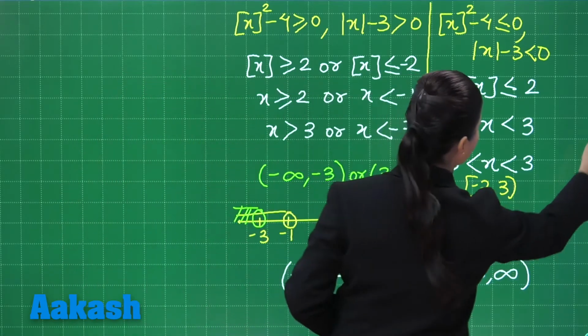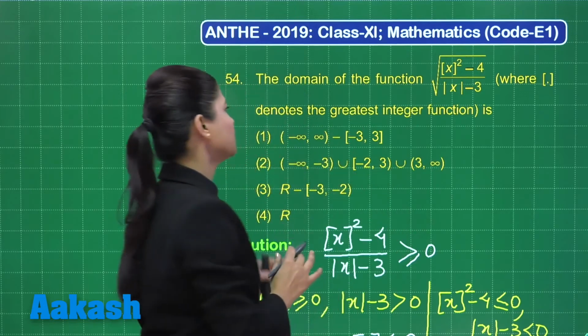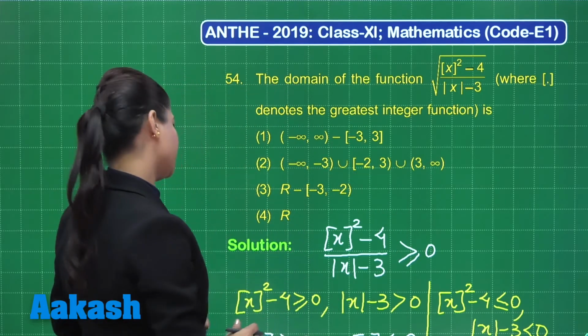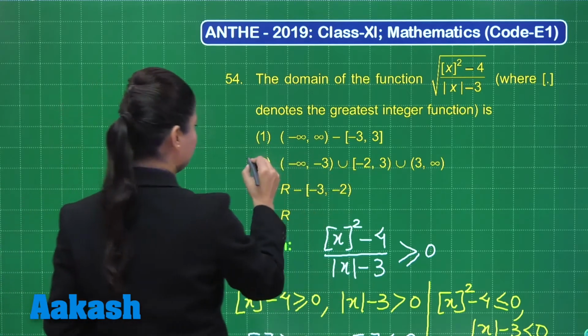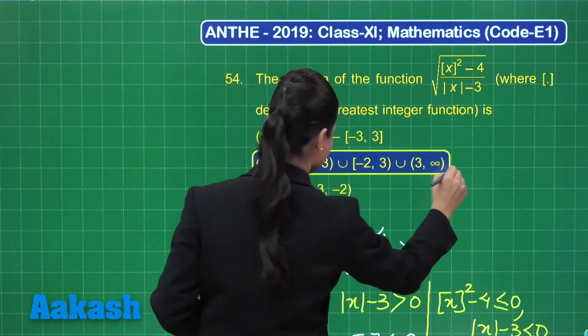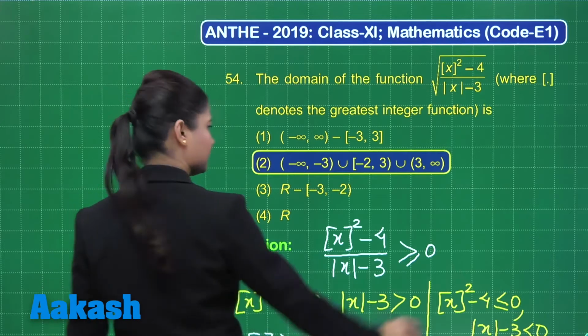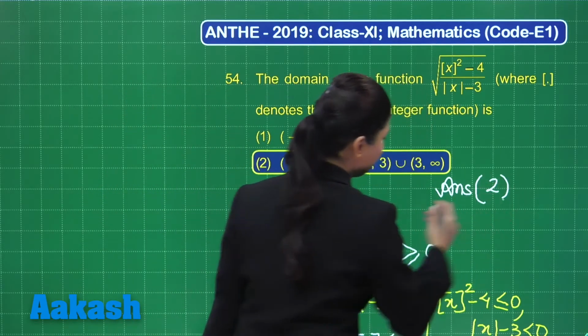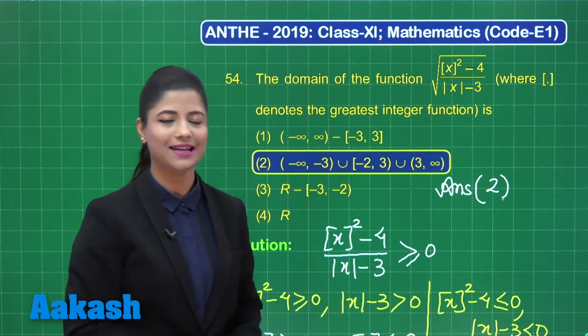Coming back to the given options, we are talking about the domain of this given function, which is clearly found in option number 2. So you can definitely mark your answer as option 2, and write the answer for question number 54 is option 2. I hope it's clear to you. Let's take up our next question.